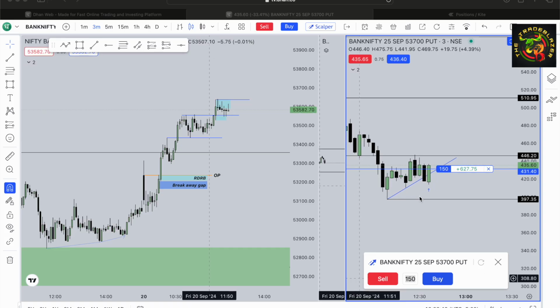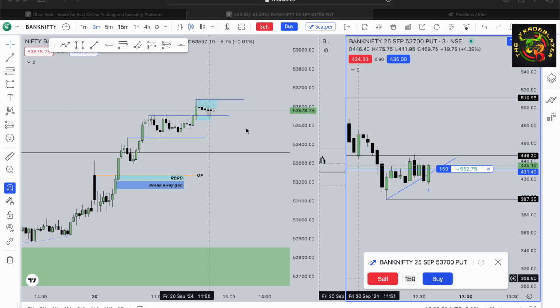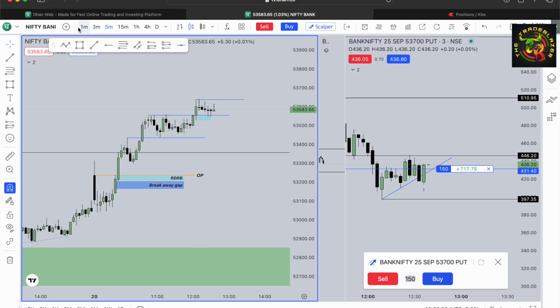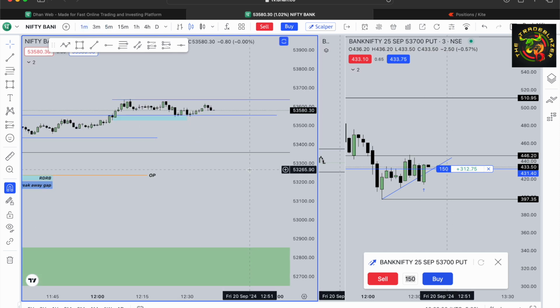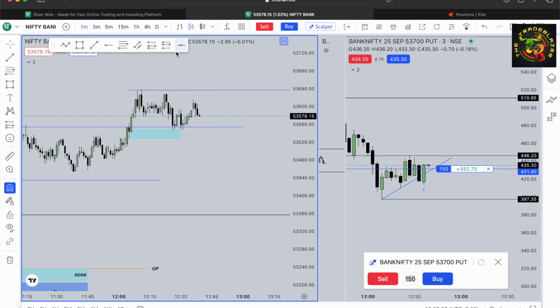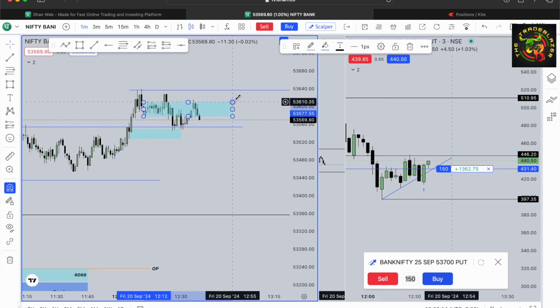Hello everyone, welcome back again. I could not start the recording on time, but I have just entered into a PE side trade. So I just bought 150 quantity of 53,700 put actually. So based on a short setup, let me switch to lower time frame and explain a bit here. So there is a small breaker block in lower time frame. So this is the one.